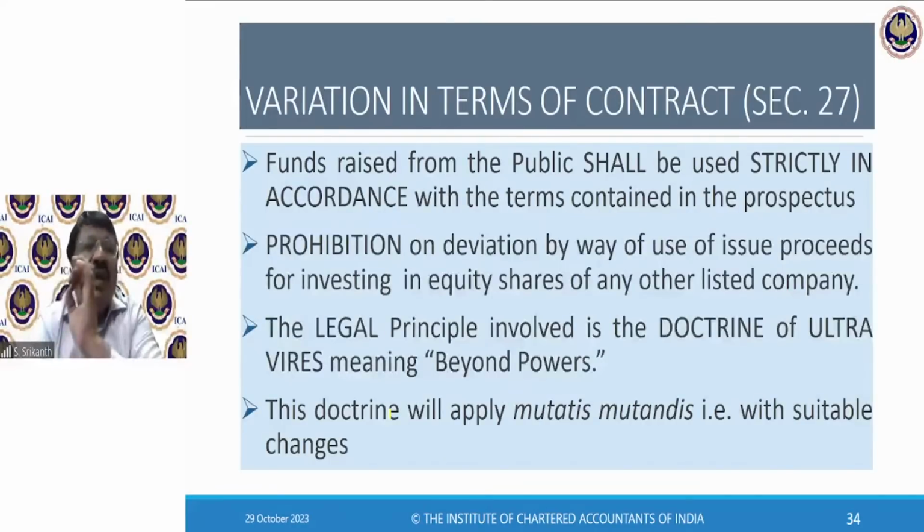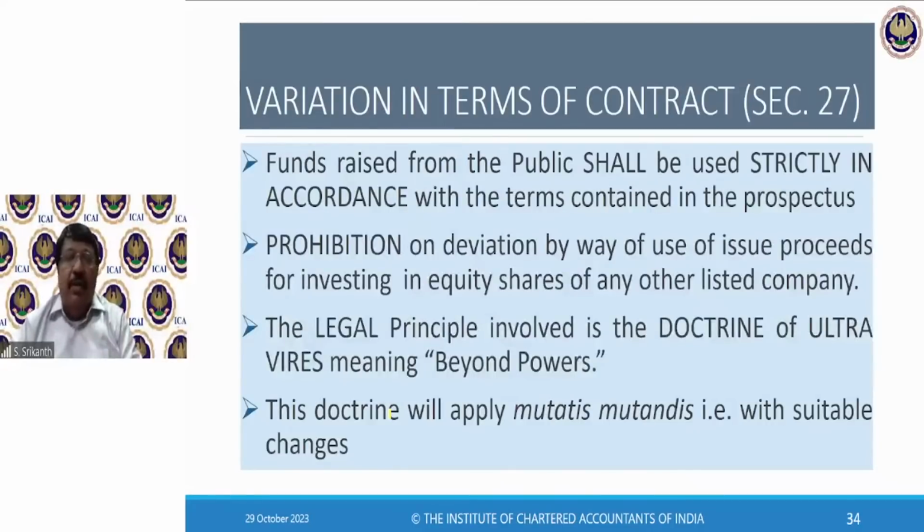So funds raised from the public shall be used strictly in accordance with the terms contained in the prospectus. When you take money from me, you tell me this is the purpose, and I believe you. Now, if you quietly change the purpose, then I would not have given the money. Any deviation means change, variation. So, prohibition on deviation by way of use of issue proceeds for investing in equity shares of any other listed company.